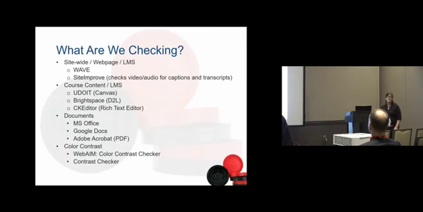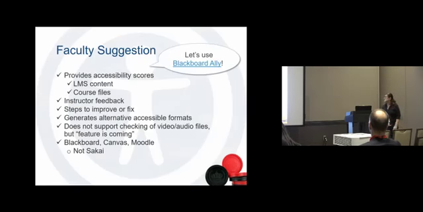And then documents have their own accessibility checking tools, and we're going to be looking at those a little bit later: Microsoft Office, Google Docs, PDFs. And then there are separate ones for color contrast, which is a pretty big thing in accessibility. WebAIM has a really good color contrast checker, and then there's a general contrast checker. And I don't know, there are probably about 10 good web color contrast checkers.